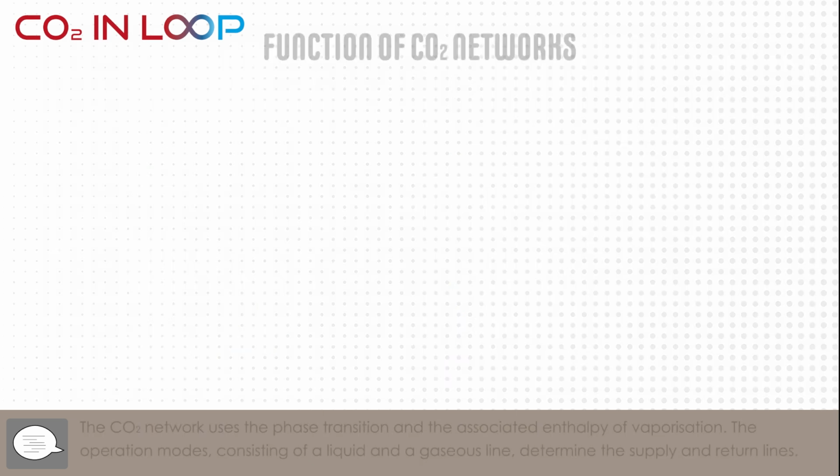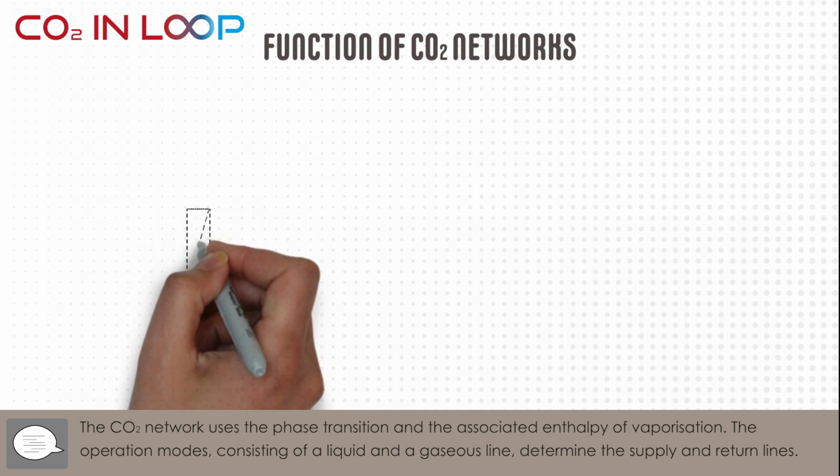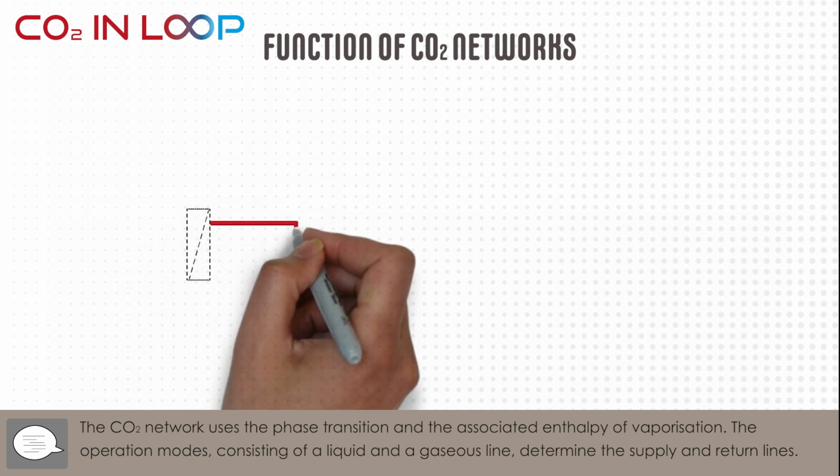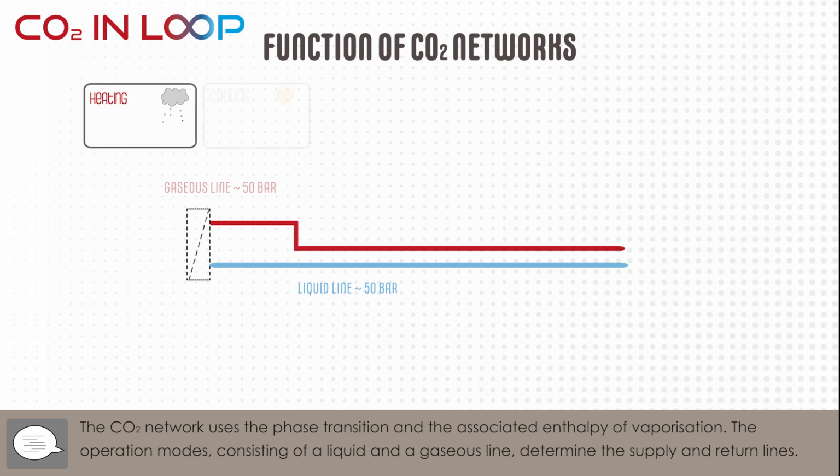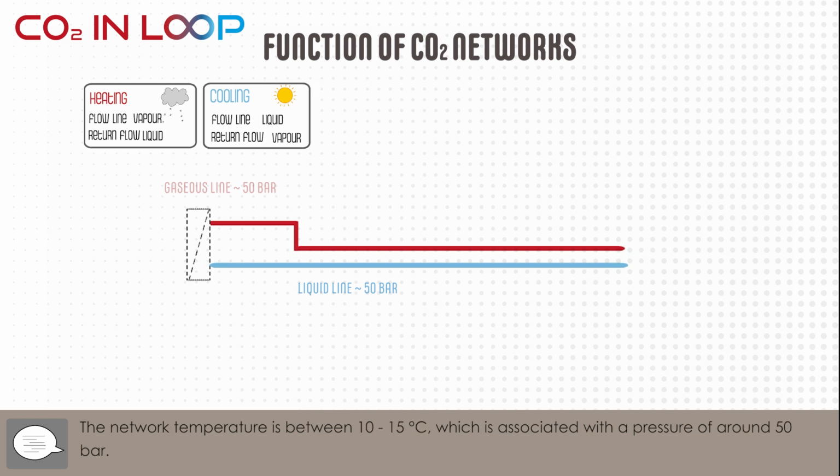The CO₂ network is designed to utilize the phase transition and the associated enthalpy of vaporization. The network therefore has a liquid and a gaseous line. Which of these is the supply or return line depends on whether the CO₂ network is operated as a district heating or district cooling network. The network temperature is between 10 to 15 degrees Celsius, which is associated with a pressure of around 50 bars.